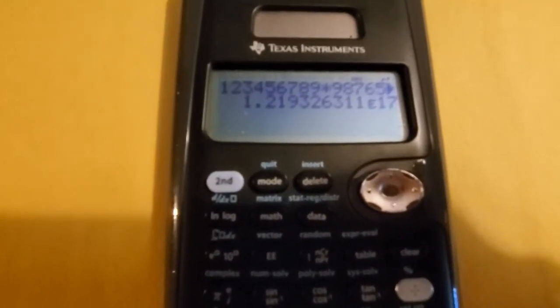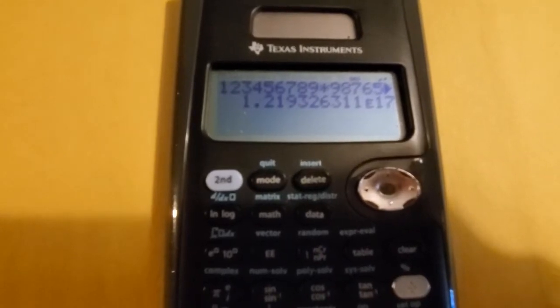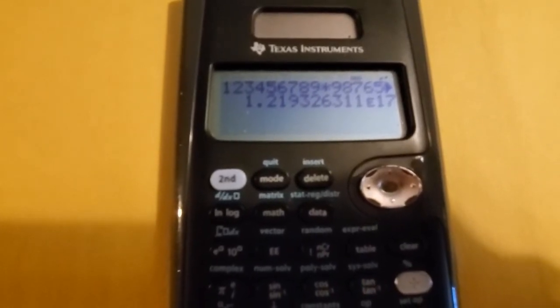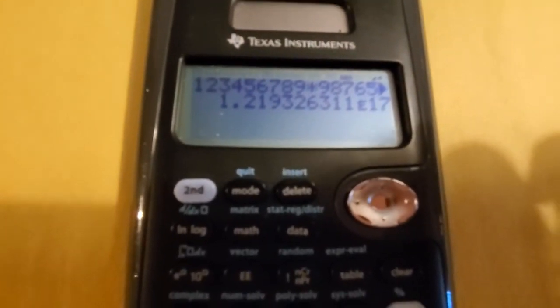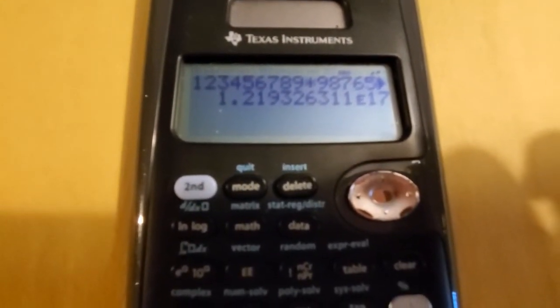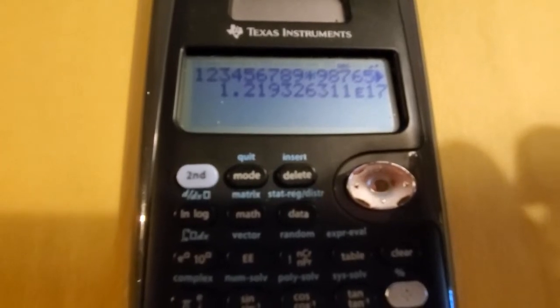So I've typed in 1, 2, 3, 4, 5, 6, 7, 8, 9 times 9, 8, 7, 6, 5, 4, 3, 2, 1. And then on this calculator, I'm going to hit enter. In the bottom right, it's very shadowy there, we're going to hit that instead of equals on this calculator. And we can see it gave me my answer in scientific notation. Now the fancier calculators tend to do scientific notation in a little bit of a stranger way.